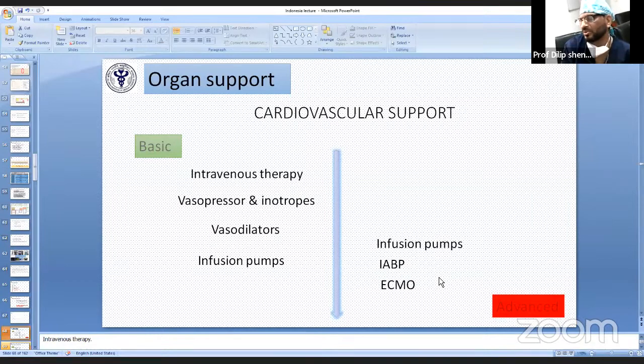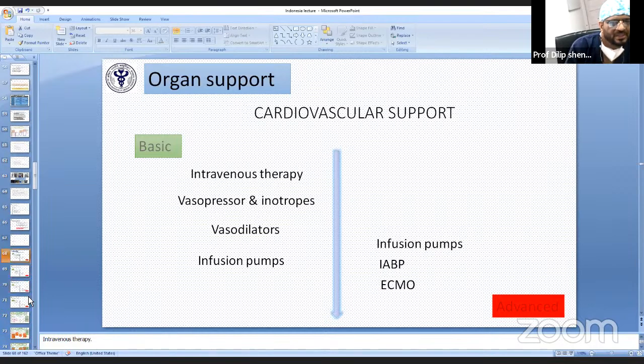We have also tried ECMO in one or two patients with very high doses of calcium channel blockers and beta blockers, and they become vasoplegic, non-responsive to any inotropic supports and all that. Those patients we have tried with ECMO and we have got quite good results with that.